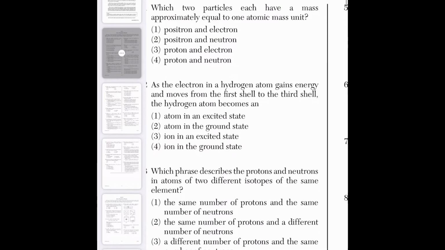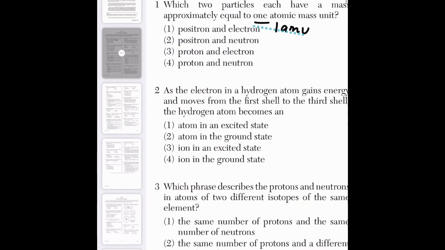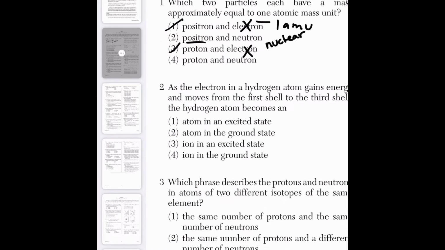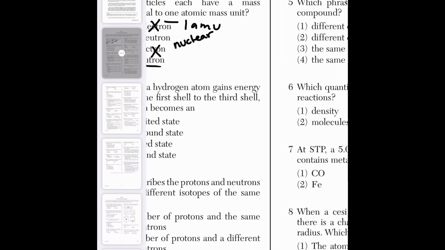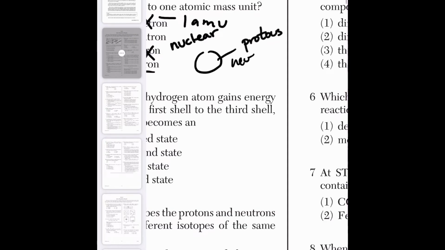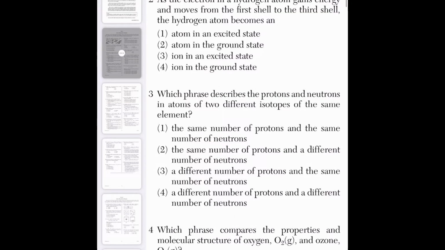So yeah, which two particles each have a mass approximately equal to one atomic mass unit? Okay, so 1 AMU, we know that it's definitely not electrons. So cross these two out. And positrons, they're from nuclear chem, positron emission. So yeah, it's not really it either. We'd know that proton, neutrons, because in the nucleus of an atom, you have protons, neutrons, and they're each 1 AMU.